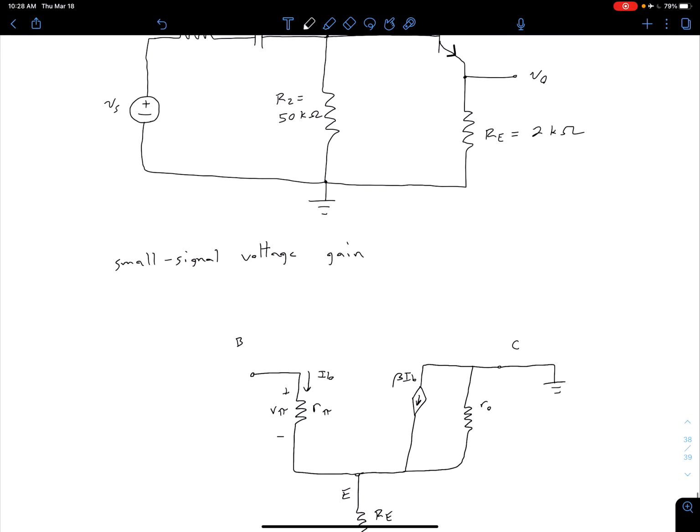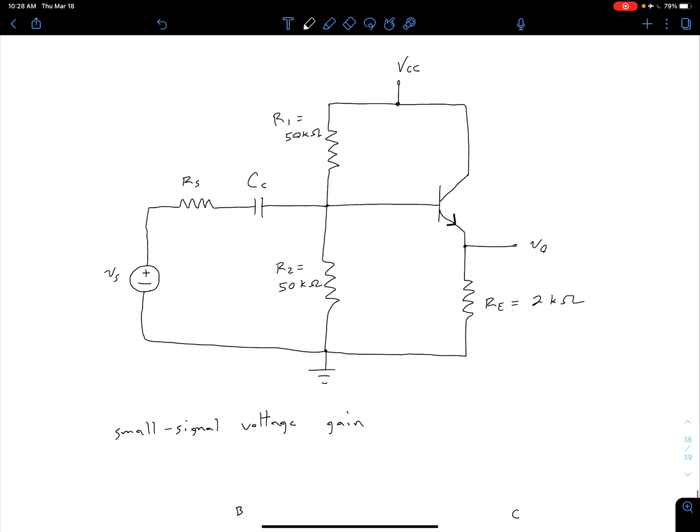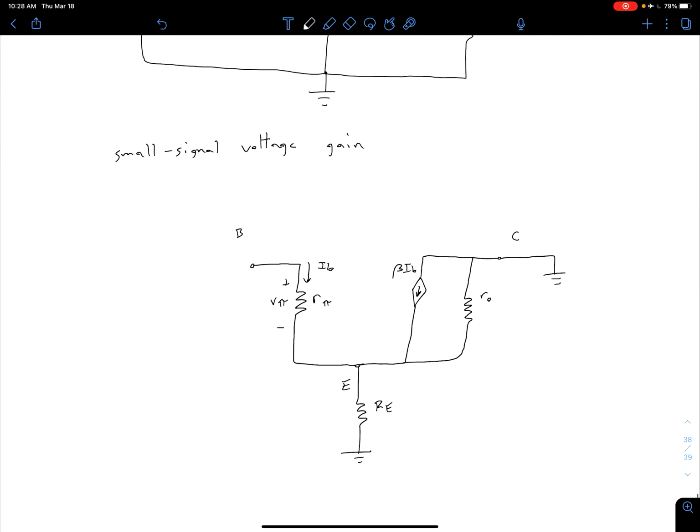And now we just need to look at our base side. Again, we have this voltage divider biasing. From our base, we have R1 going to VCC, but remember that's signal ground, and we have from our base R2 going to actual ground. Both of those are going to be ground in our AC small signal equivalent circuit. So we have this parallel combination of R1 and R2, which is between our base and ground. This will be R1 parallel R2.